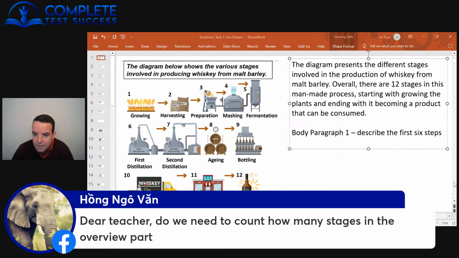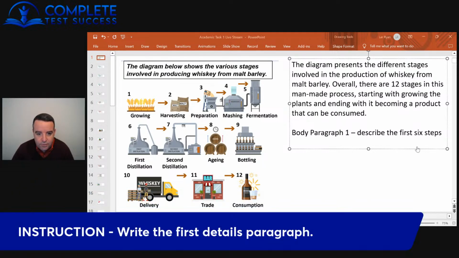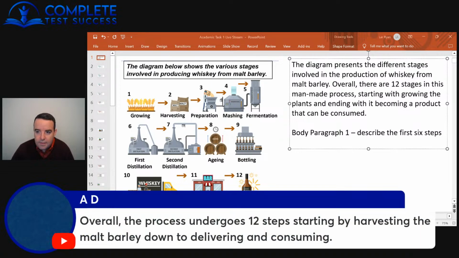Dear teacher, do we need to count how many stages in the overview? You don't have to, but it's one of the easiest pieces of information to include, especially here where it's literally written down in front of us. So I definitely would. Okay. "Overall, the process doesn't undergo 12 steps." There are 12 steps in the process. Or you could say the malt barley undergoes 12 steps.